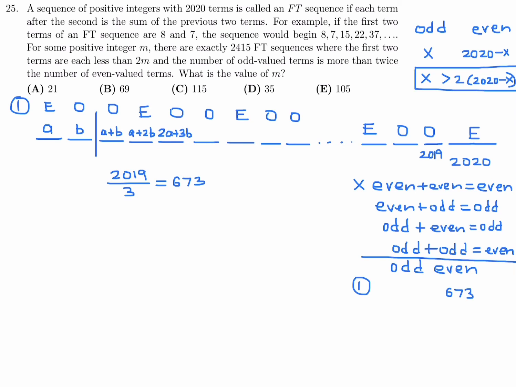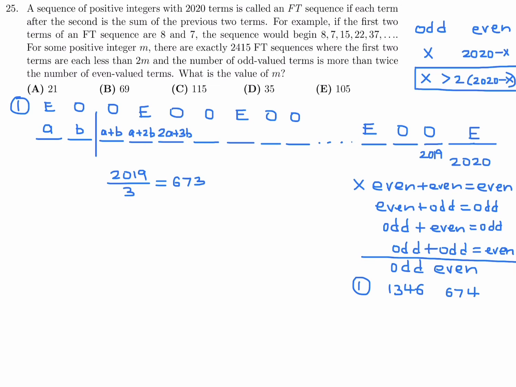673 goes there. And then how many odds? Well, each EOO has 2 O's, so 673 times 2 would be the number of odds. And 673 times 2 is 1346. But don't forget the last E, so that's going to add here. So to make that 674.